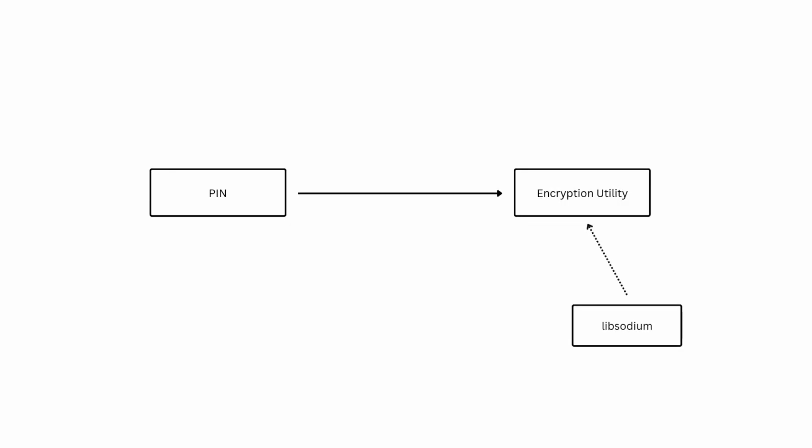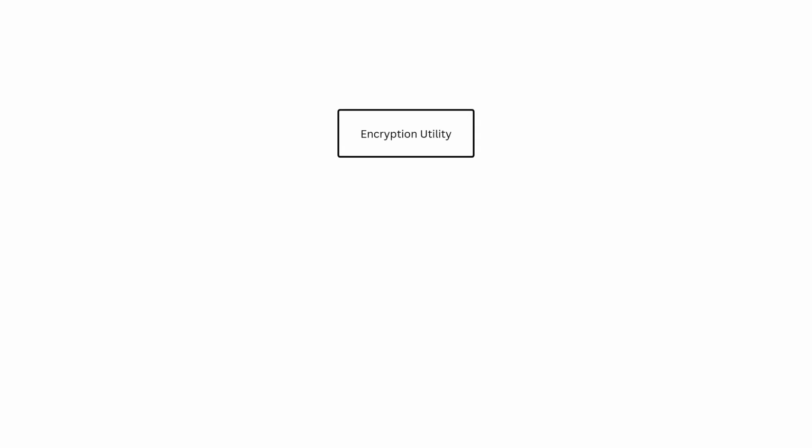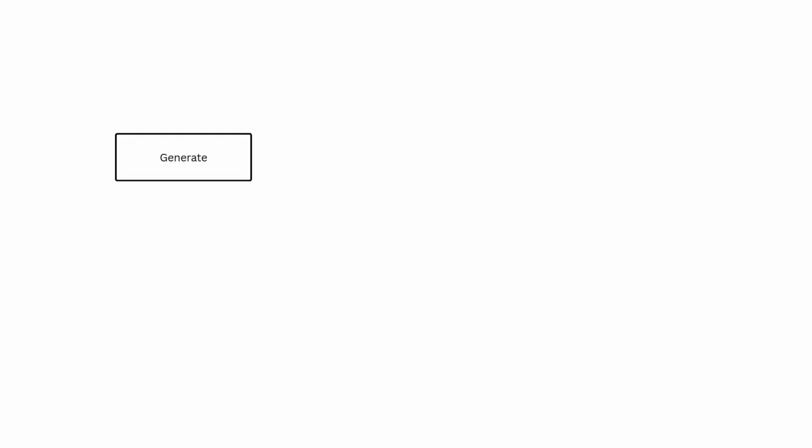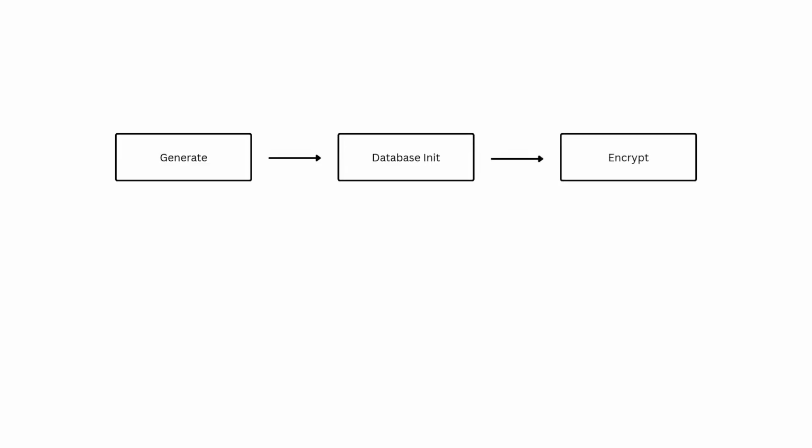Well, first, the user creates a pin. This pin is fed into our encryption utility, which utilizes libsodium under the hood. Inside the utility, we derive a key using argon2id. And then, things get a bit weird. We generate a random ciphertext, feed those random bytes into the database initialization to act as the password, and then encrypt that ciphertext using the derived key.